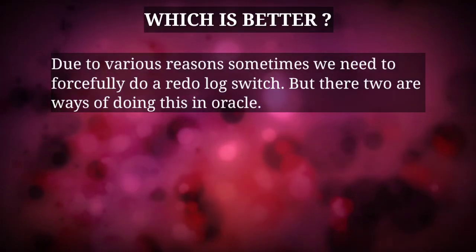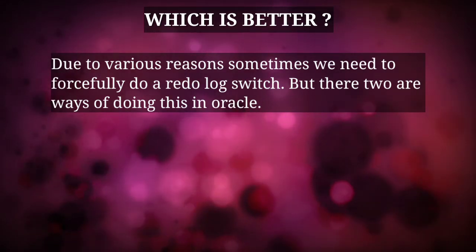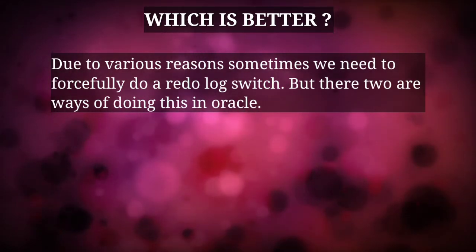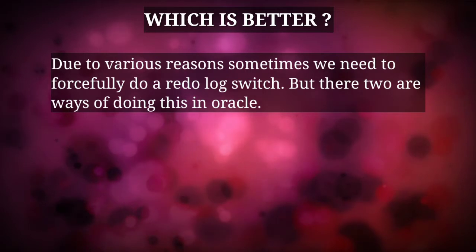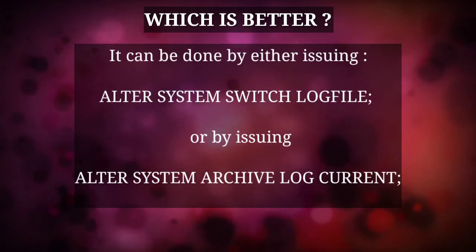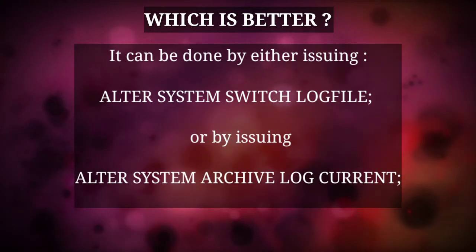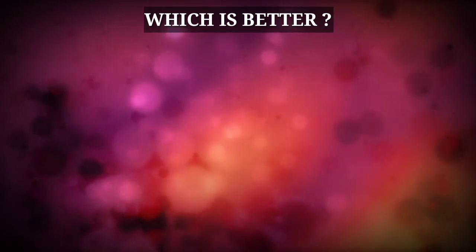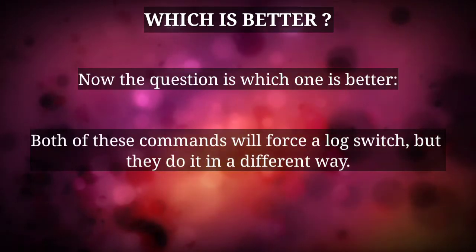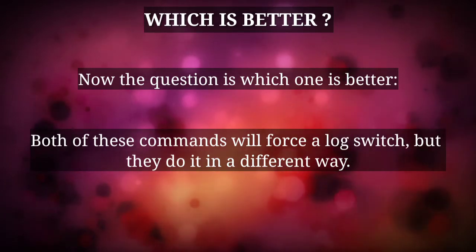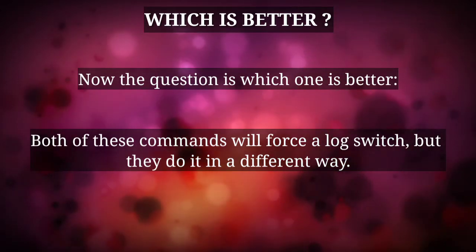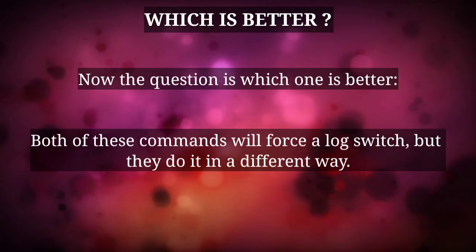Due to various reasons, sometimes we need to forcefully do a redo log switch, but there are two ways of doing this in Oracle. It can be done by either issuing alter system switch logfile or by issuing alter system archive log current. Now the question is, which one is better? Both of these commands will force a log switch, but they do it in a different way.